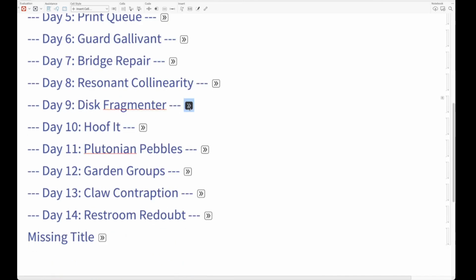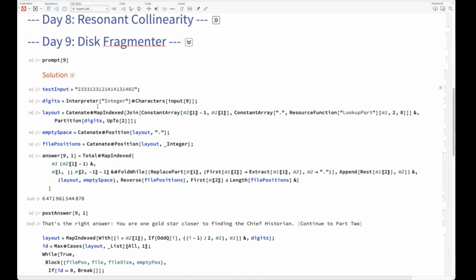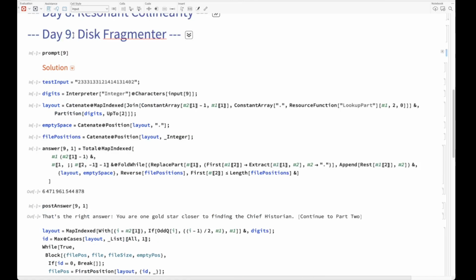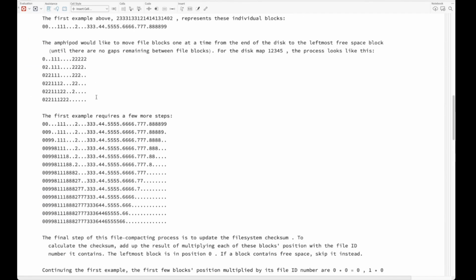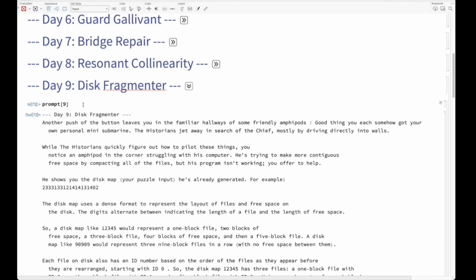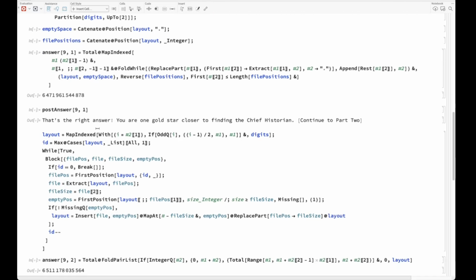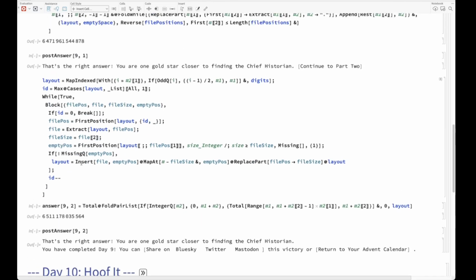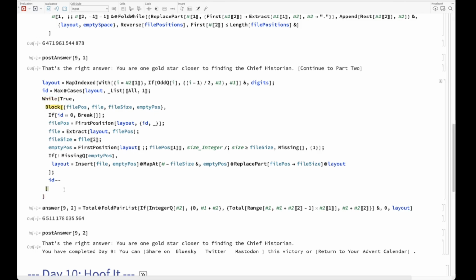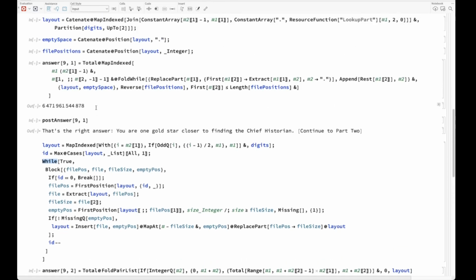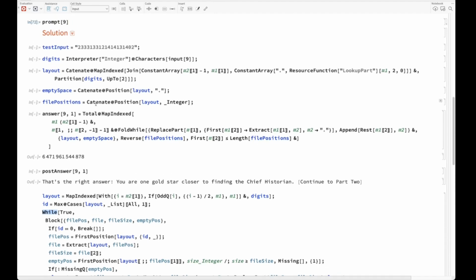Right, day 9. What was that about? Let me see the prompt. Oh, that was the fragmentation. Okay, I remember that. That was a fun one, because it actually involved some conventional programming, you would say. I actually had to write a loop. Maybe there was a better solution using more functional programming, but anyway.